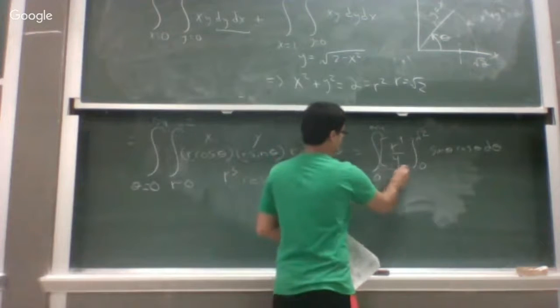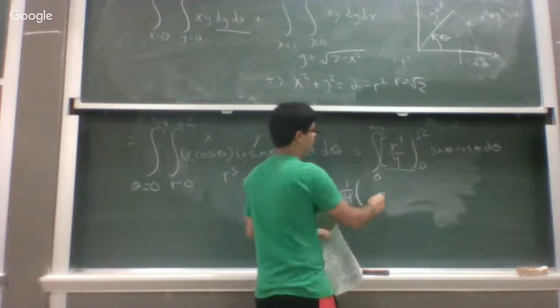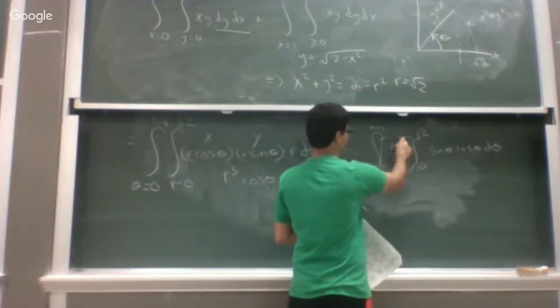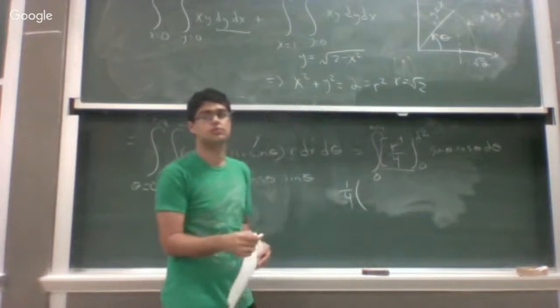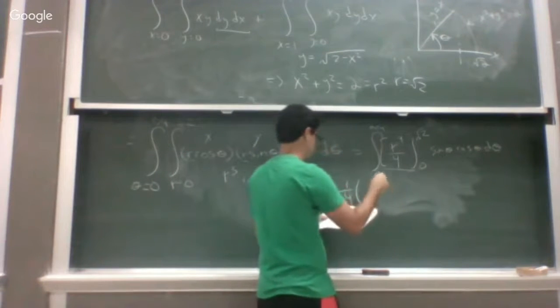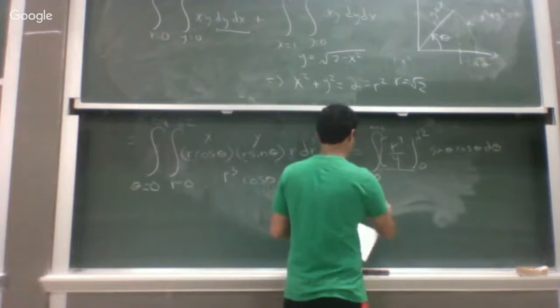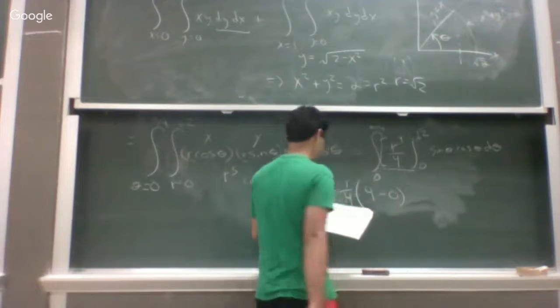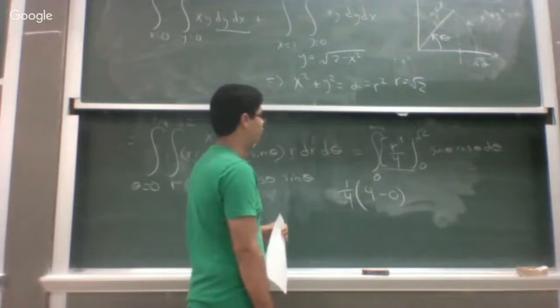So looking at only that part, we have 1/4 times square root of 2 to the 4th power. Square root of 2 to the 4th power is what? 4. Because it's 2 when you square it and then you square again. So 4 minus 0 on that, which is equal to 1.